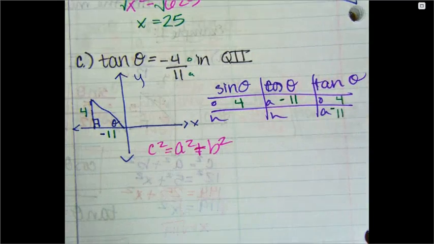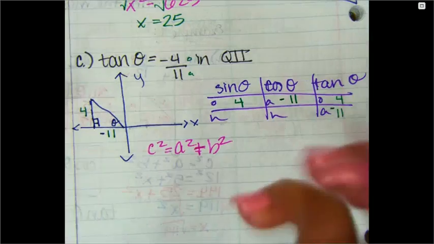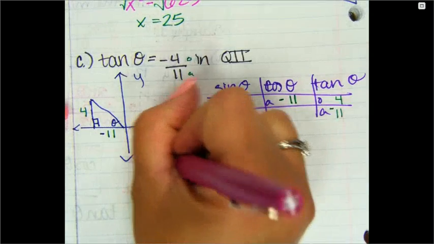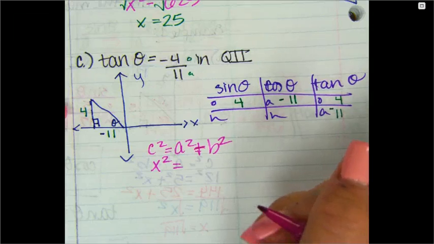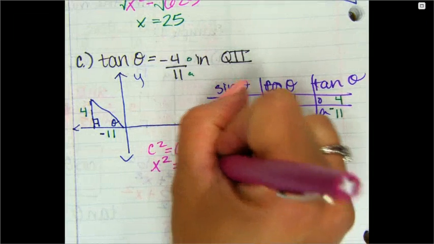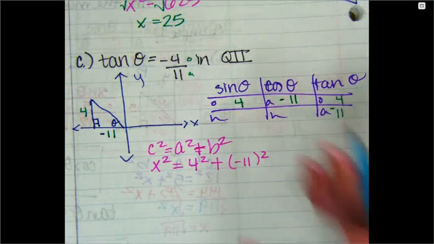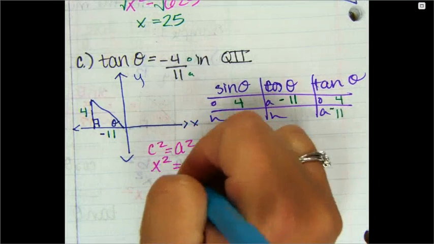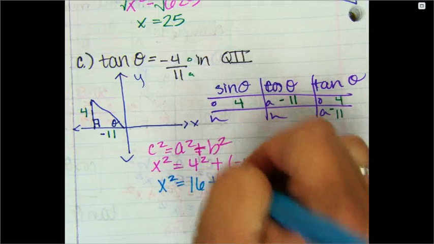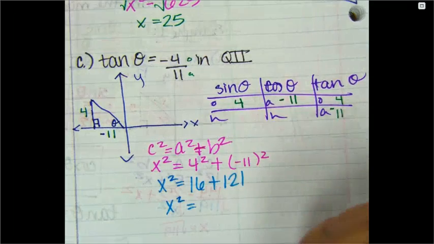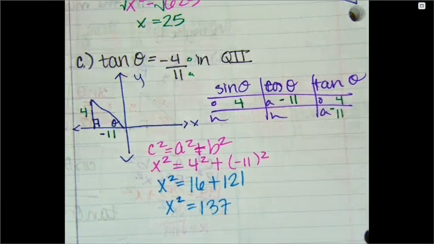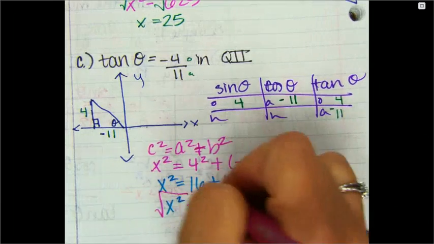Okay. So, c squared is a squared plus b squared. What is c squared? X squared. It is x squared. What's a squared? 4 squared plus negative 11 squared. What is 4 squared? 16 plus 121. X squared is 137. Square root is radical 137.